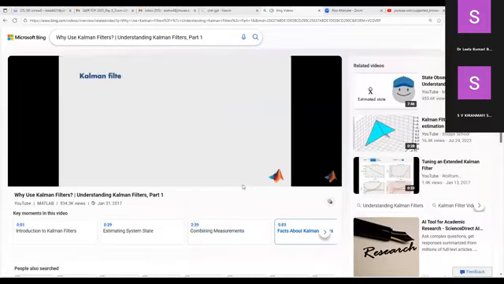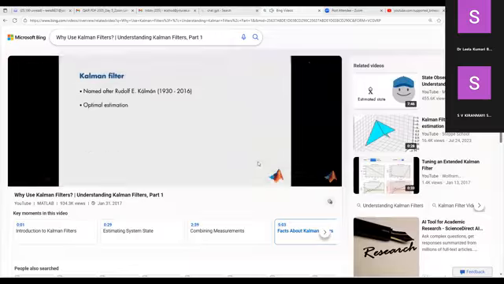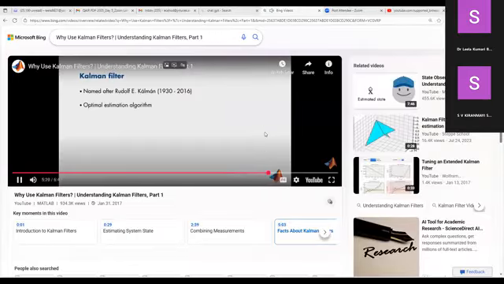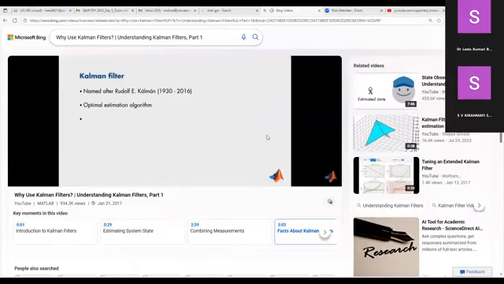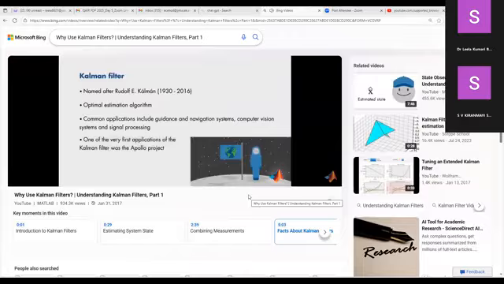Let's look at some facts about Kalman filters. The Kalman filter is named after Rudolf Kalman, who is the primary developer of this theory. It is an optimal estimation algorithm that predicts a parameter of interest, such as location, speed, and direction in the presence of noisy measurements. Common applications of Kalman filters include guidance, navigation, and control systems, computer vision systems, and signal processing. One of the first applications of Kalman filters was in the 1960s. Do you have any guesses as to what it helped with? Engineers used it in the Apollo project, where the Kalman filter was used to estimate trajectories of the manned spacecraft to the moon and back.